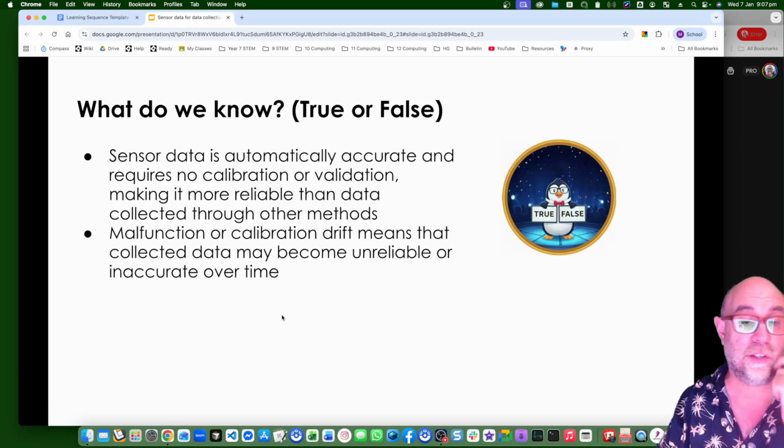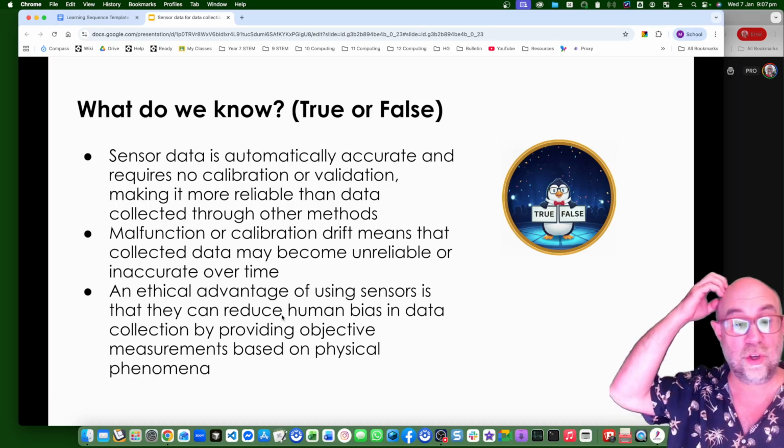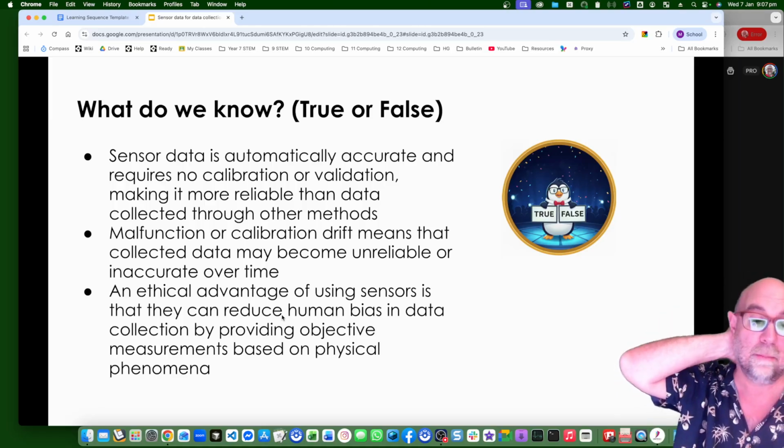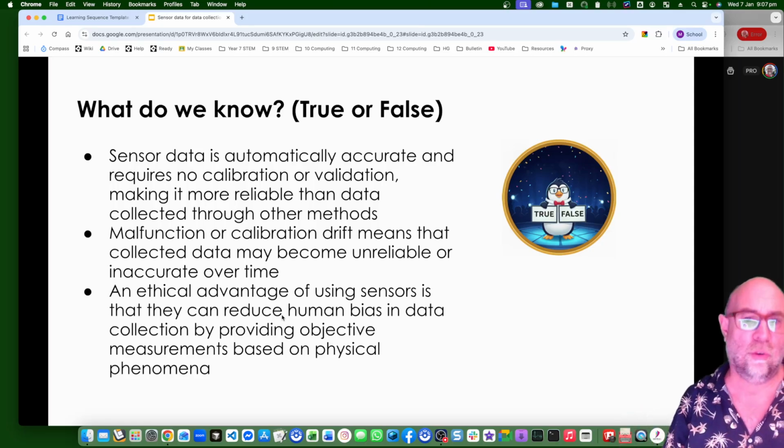Malfunction or calibration drift means that collected data may become unreliable or inaccurate over time. Yeah, that's absolutely true. And finally, an ethical advantage of using sensors is that they can reduce human bias in data collection by providing objective measures based on the physical phenomena. That's more true than false. Certainly, there is room for error, but much less so than you would have if a person was collecting it.